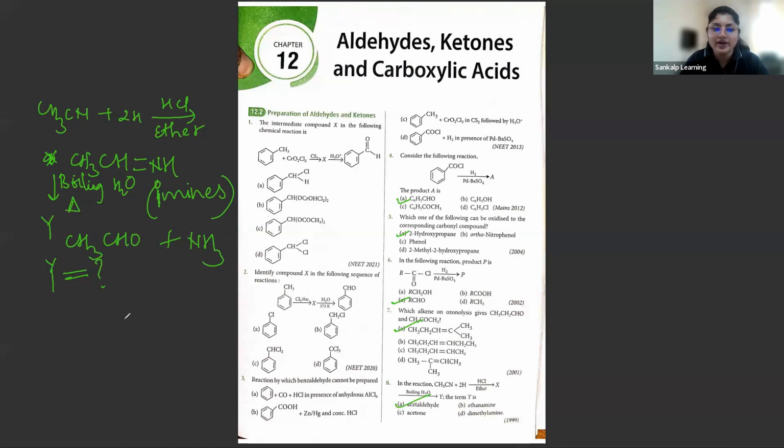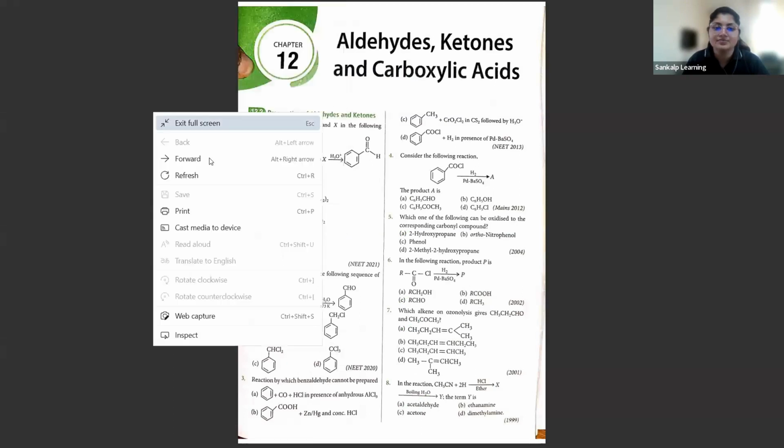Option number A. So what we are doing? With this nitrile, we are adding hydrogen, so it is a reduction reaction in the presence of hydrochloric acid and ether. You get CH3CH double bond NH, so it is an imine. Then further you have to heat it, so you get Y. What is Y? It is acetaldehyde, so acetaldehyde plus ammonia. So option number A is the right answer. I hope this much is clear. We'll go for the next one.